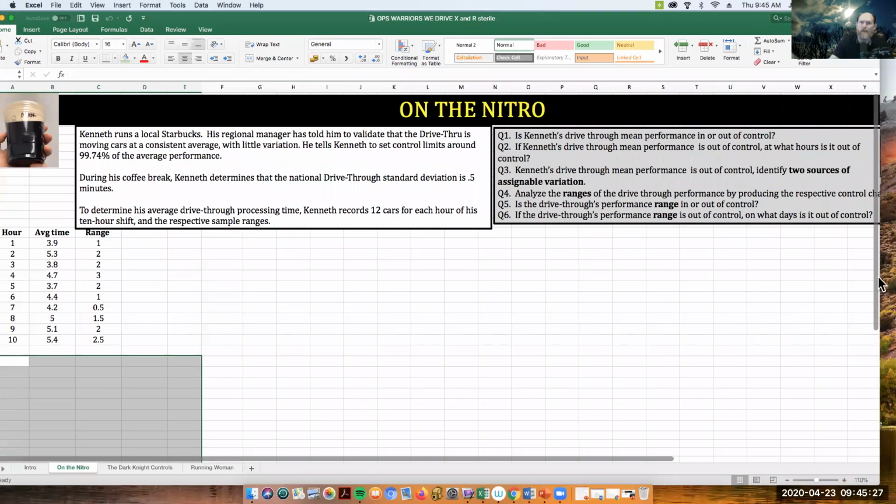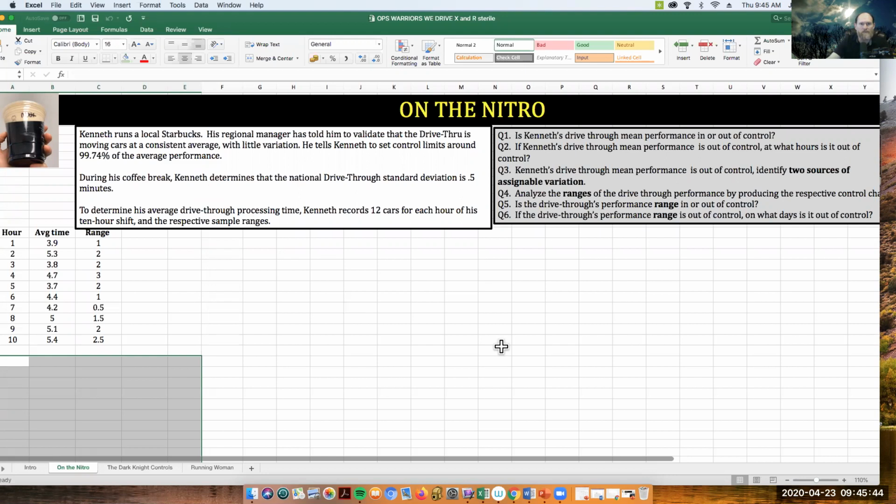This is called On the Nitro, named after my favorite drink from Starbucks. Sorry, Myra. It has less than like 8 words, but anyway. Okay, so Kenneth runs the local Starbucks, which is kind of an inside joke for me because the Starbucks I go to is on Kenneth Road.